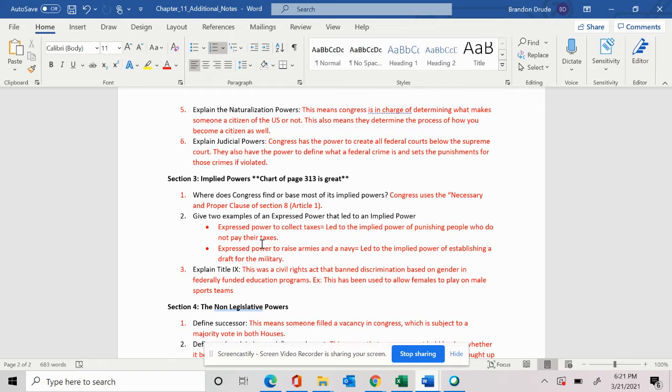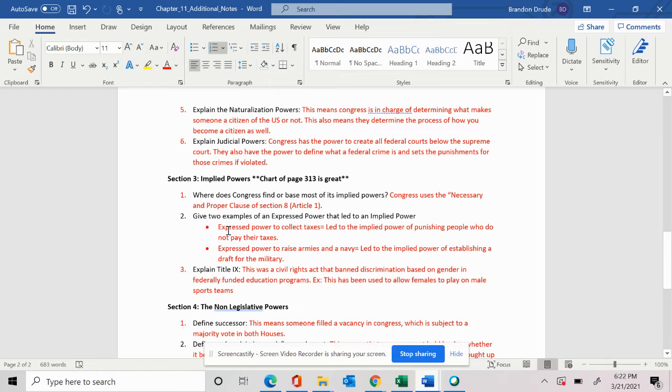Section 8 of Article 1. This clause has been used to expand congressional power multiple times. Whenever you think of implied powers, think of the necessary and proper clause because, again, implied powers are exactly as it sounds, it's implied. It's not directly stated in the Constitution, but it is drawn from expressed powers. I know I mentioned that in my last videos.